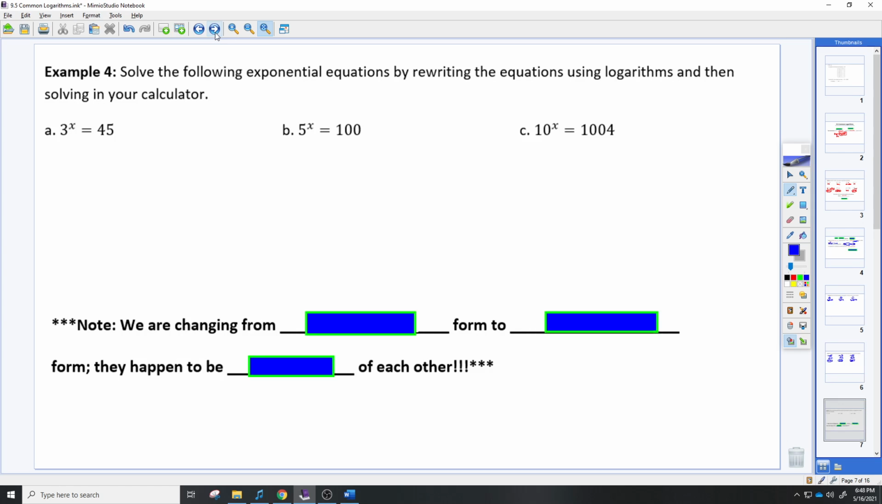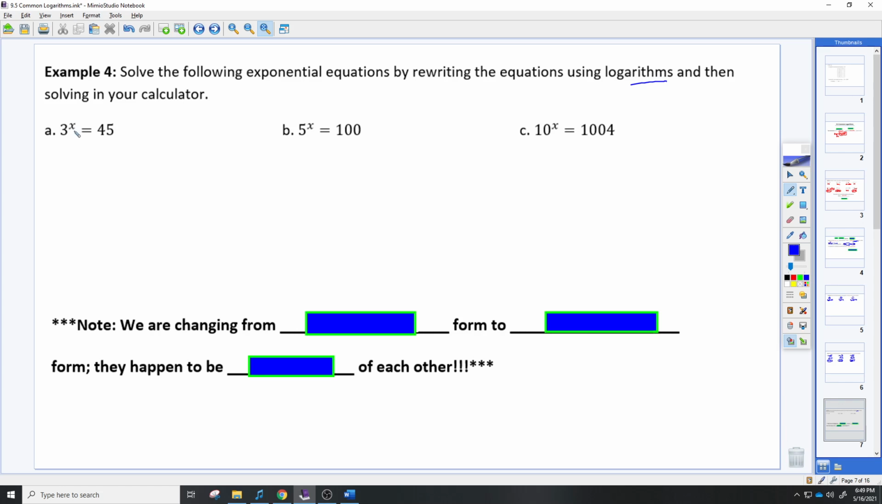Okay, so now we're going to do some that are not going to be nice whole numbers, and so we have to use the power of logarithms to actually get it right. Example 4 says, solve the following exponential equations by rewriting the equations using logarithms, and then we'll solve it in the calculator. So if you look at this first one, 3 to the x equals 45.